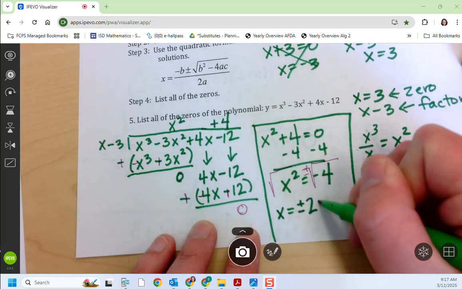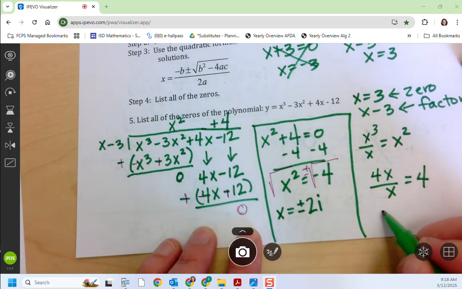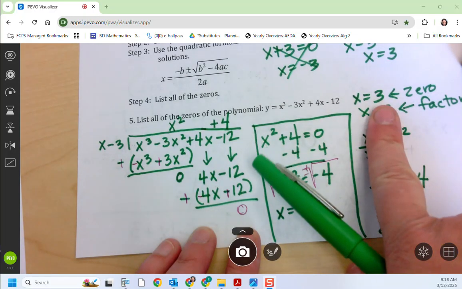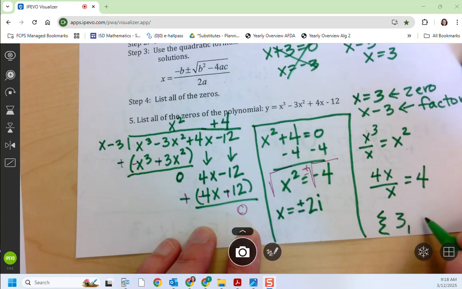So my set of zeros is the one that we found from the graph, 3, positive 2i, and negative 2i. And that answers my question.